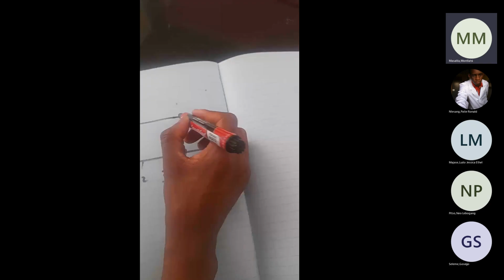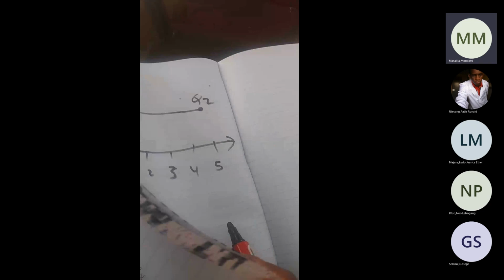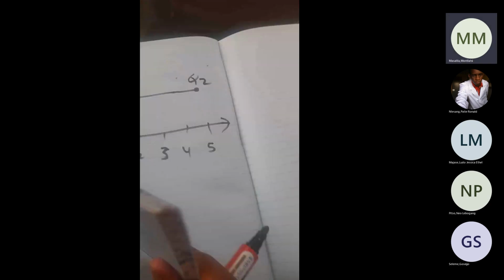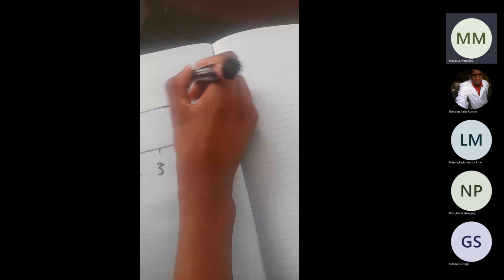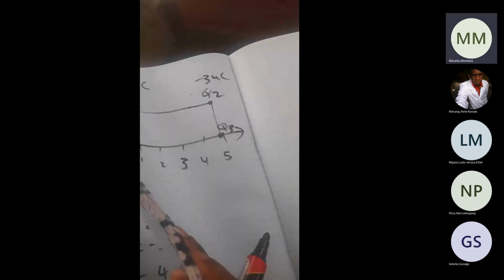I'm just drawing this again. Q1 is 4 microcoulomb. Q2 is negative 3 microcoulomb. Q3 is 2 microcoulomb.